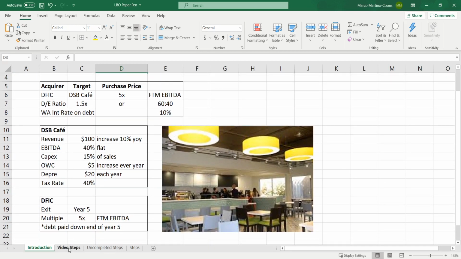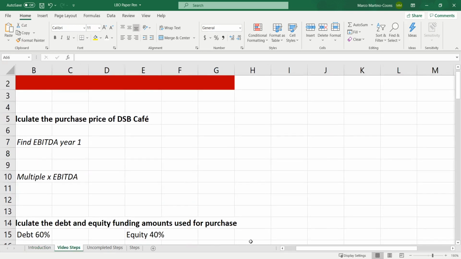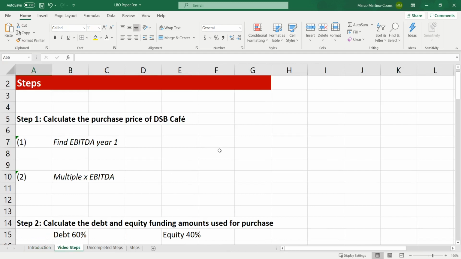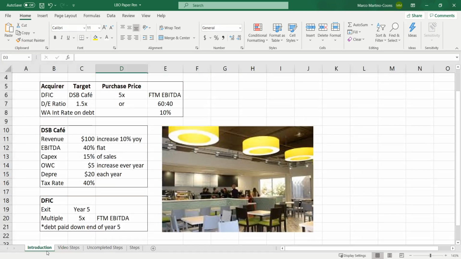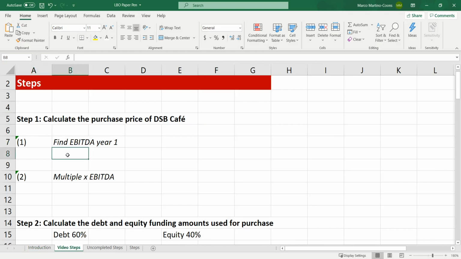Okay, so let's take a look. This is going to be step number 1. It's going to be pretty straightforward: we need to find our EBITDA in year 1. I'm going to be flipping back and forth, so I'm sorry about that. But we have revenue of 100, and EBITDA is 40% of revenue. So all we have to do is 0.4 times 100. All of us should know that this equals 40.